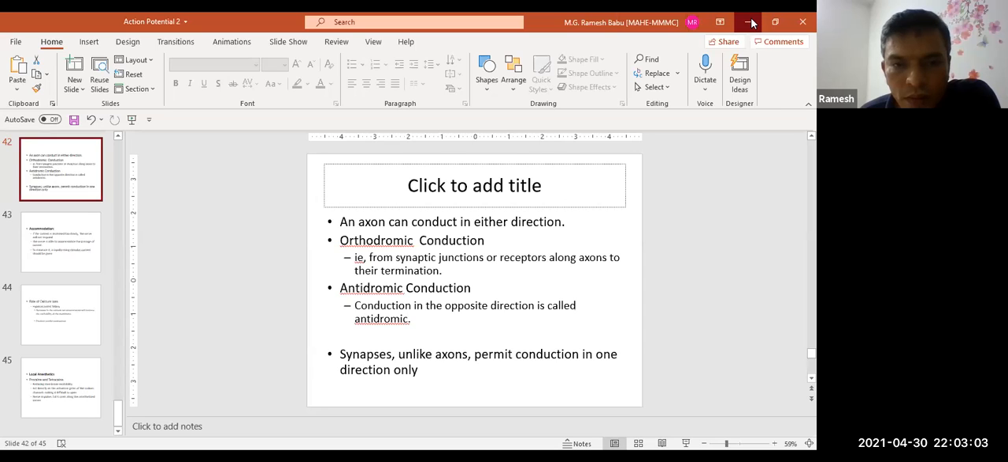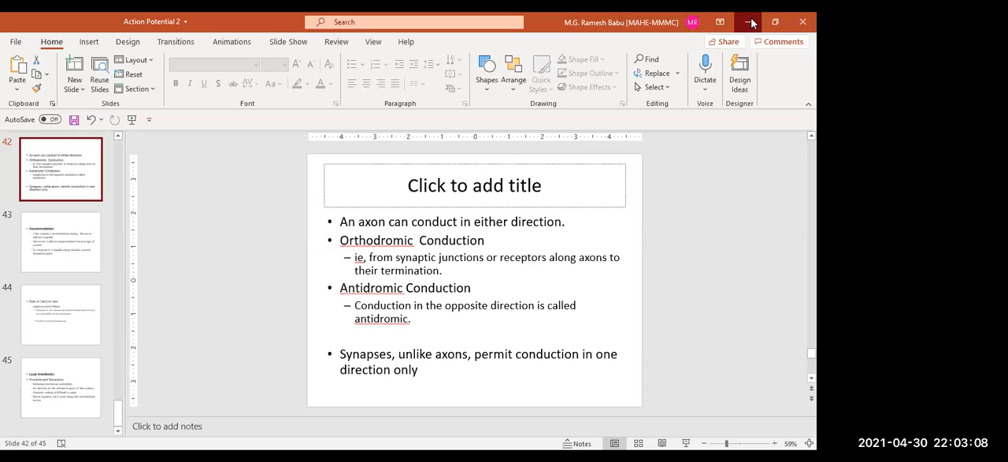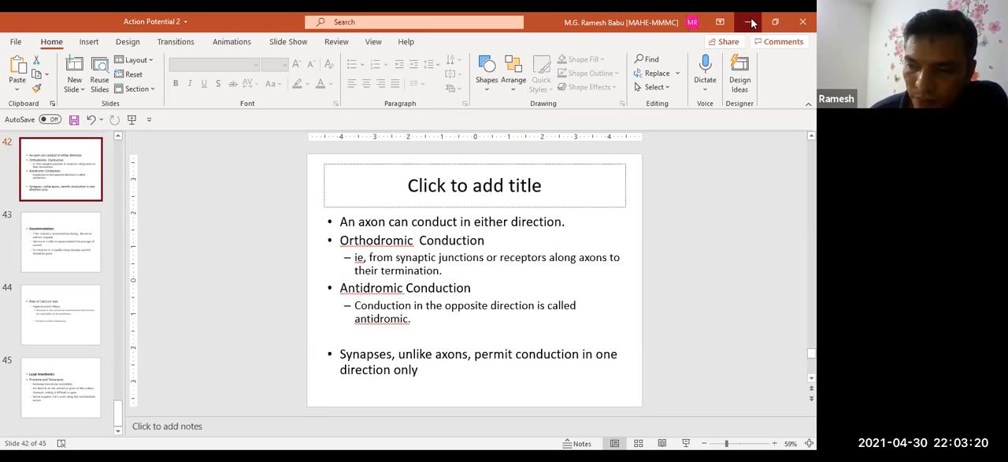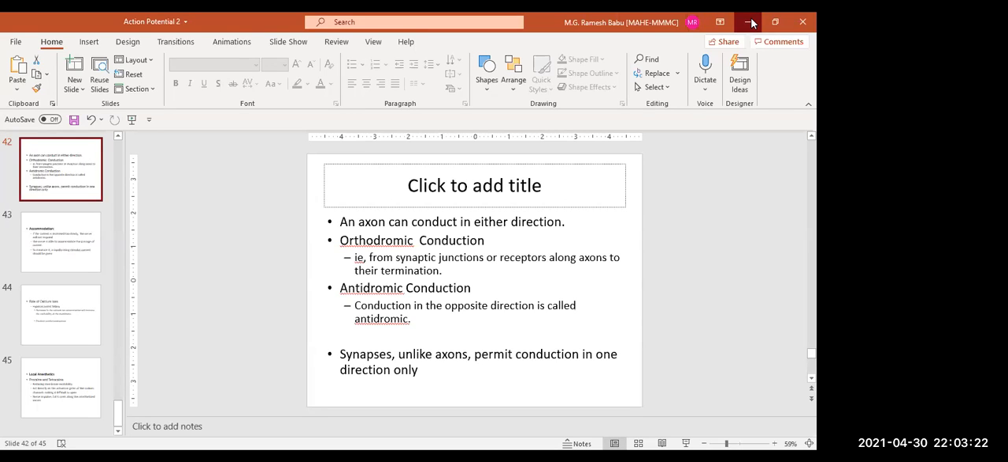Hello. Yes, it was a very detailed explanation. Thank you. The action potential and the phases of action potential and how the ions will be transmitted, everything was very clear. So, thank you for the explanation. Thank you very much.